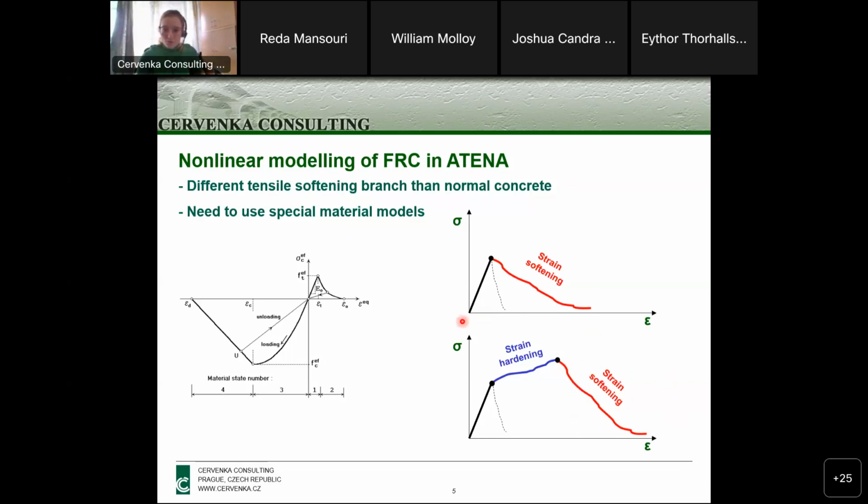This sort of diagram is typical for high performance concrete, and the normal, standard fiber reinforced concrete has this sort of diagram without the strain hardening part.